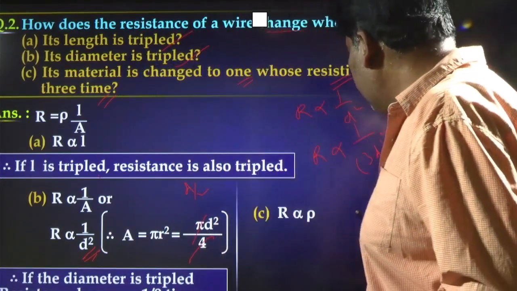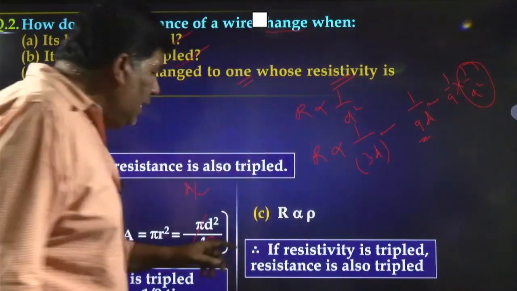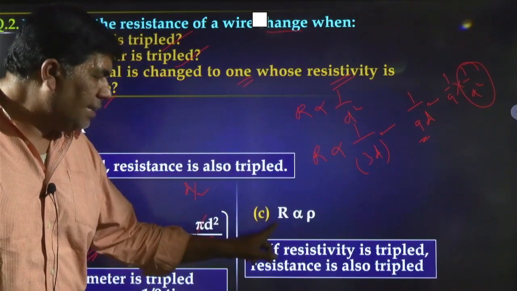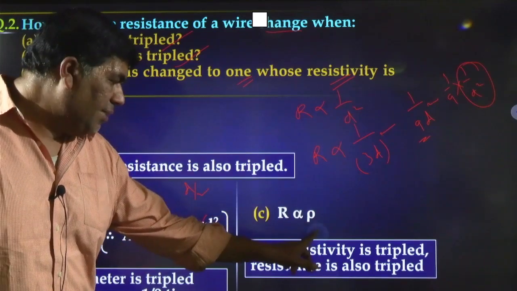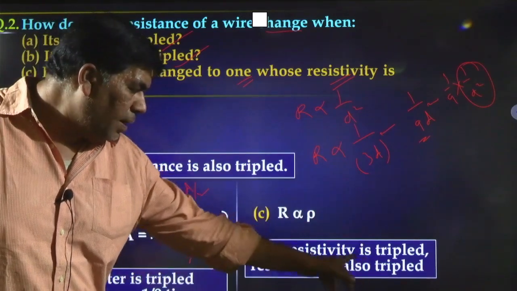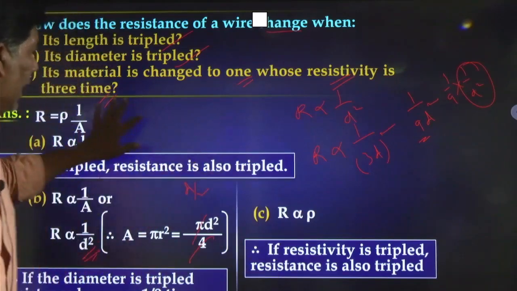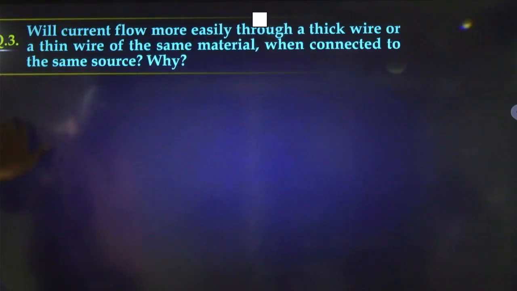Next, children. So we have another relation. R is proportional to rho. So resistance is directly proportional to resistivity. If resistivity is tripled, resistance also gets tripled. So like this, we can understand the relation, children.